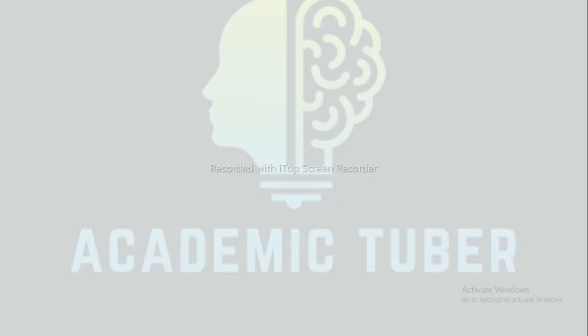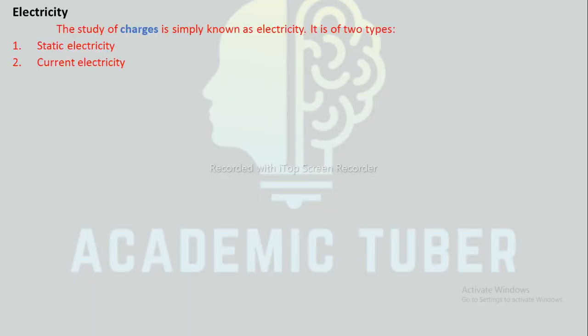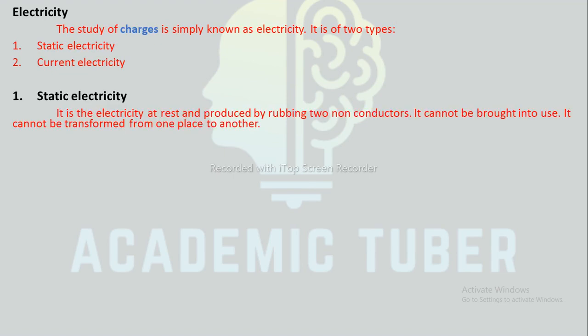Electricity. The study of charges is simply known as electricity, and it is of two types. First one is static electricity and second one is current electricity. Static electricity. It is the electricity at rest and produced by rubbing two non-conductors. It cannot be brought into use. It can be transferred from one place to another.